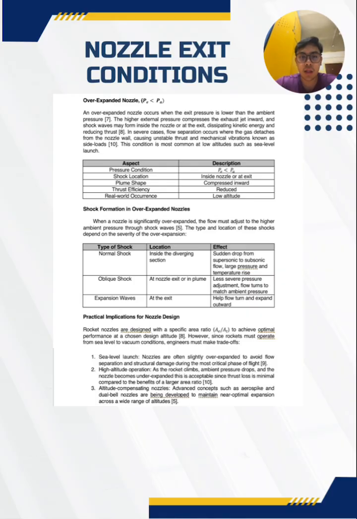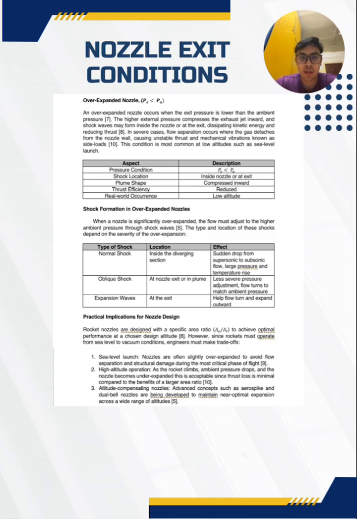When a nozzle is significantly over-expanded, the flow adjusts to the higher ambient pressure through a shock wave. A normal shock may form inside the diverging section, causing a sudden drop from supersonic to subsonic flow with a large pressure and temperature rise. Alternatively, oblique shocks at the exit are less severe, while expansion waves help the flow turn outward.